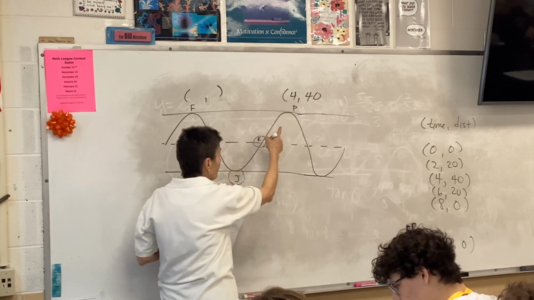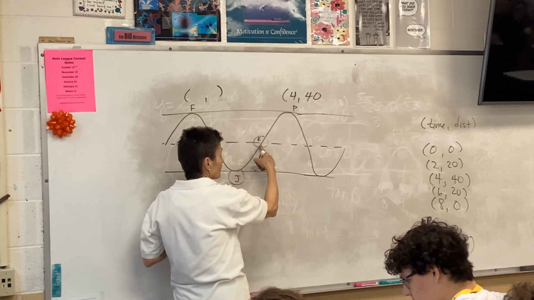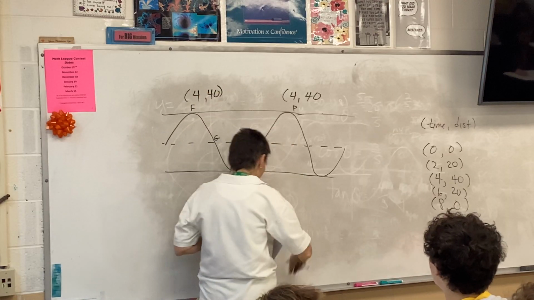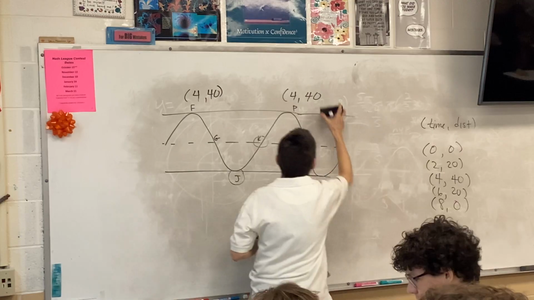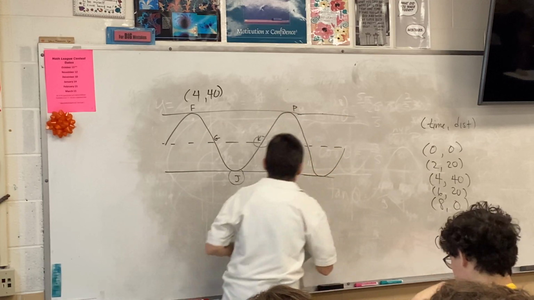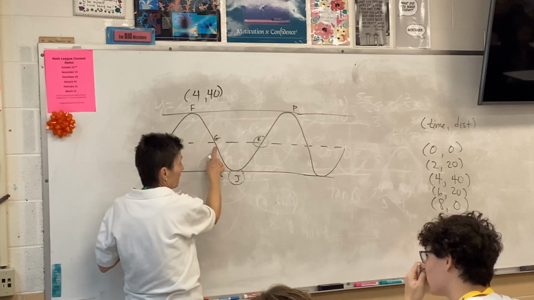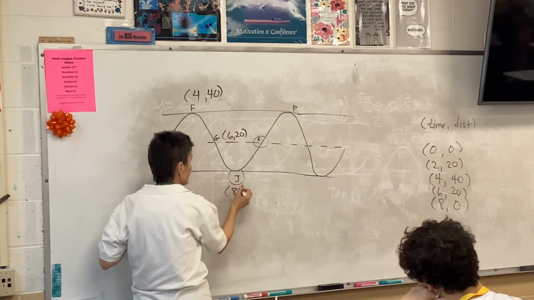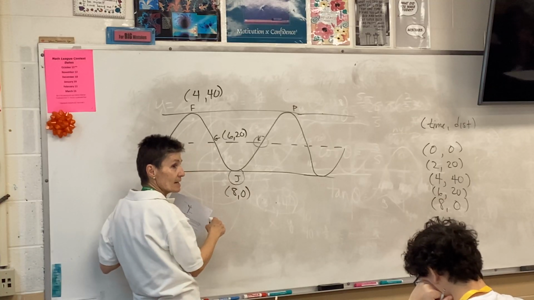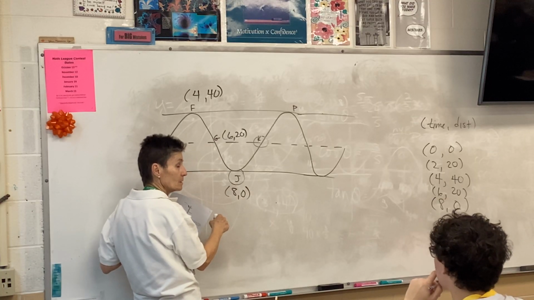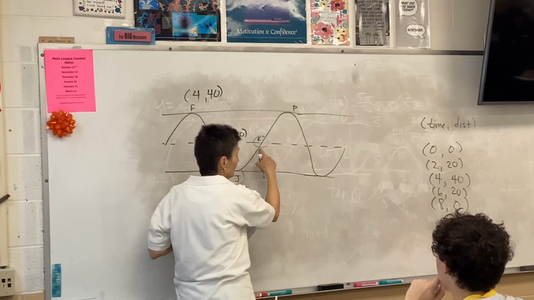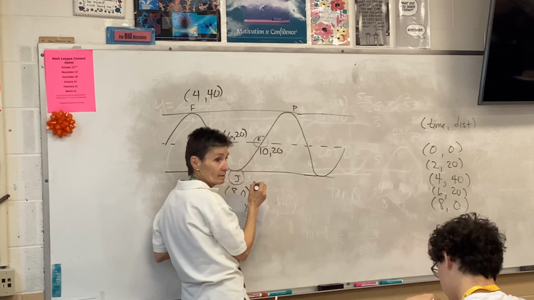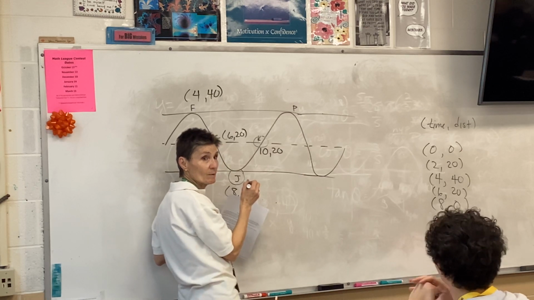Now, if that's 4, 40, then what's this one? Oh shoot, I'm gonna have to make this 4, 40, because it's gonna go negative on me, and I don't want that to happen. So we're gonna make that one 4, 40. So then what's this one? 6, 20. And this one is 8, 0. Does that make sense to everyone? 8, 0. And then this guy would be 10, 20. Everybody okay with that?